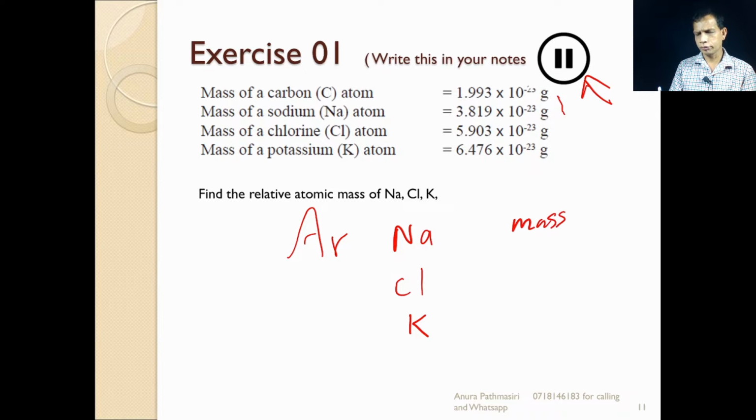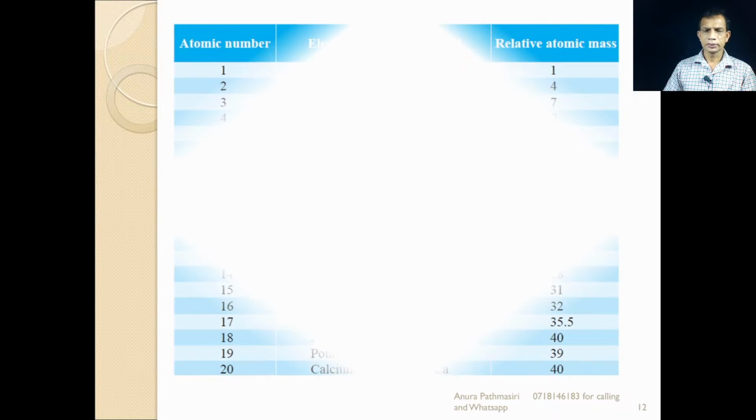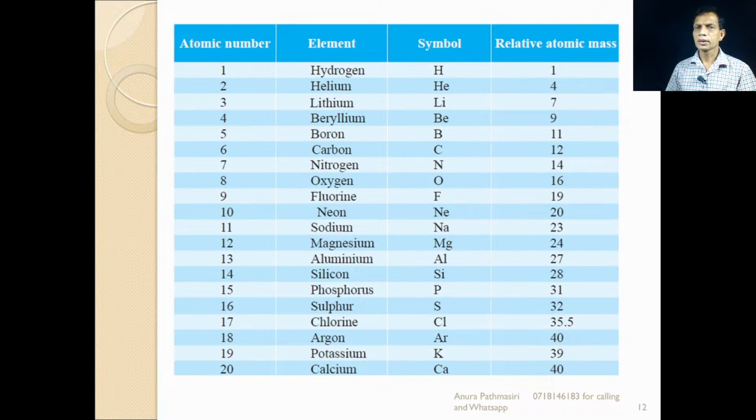You know how to do it. Take the mass of an atom, then divide by AMU. AMU means atomic mass unit. And these are some of the relative atomic masses, given here.